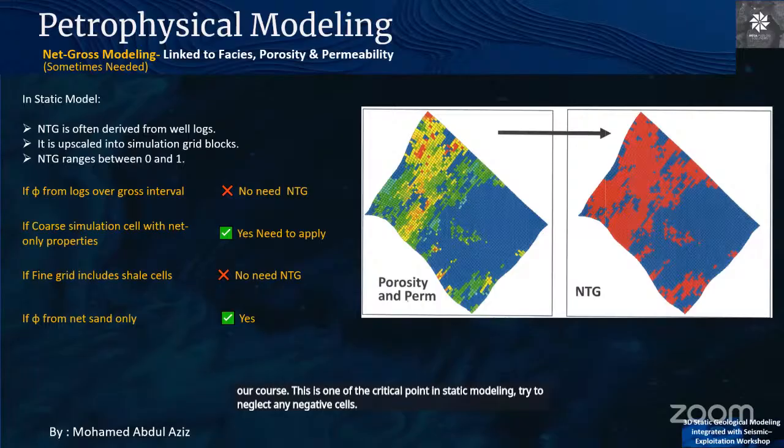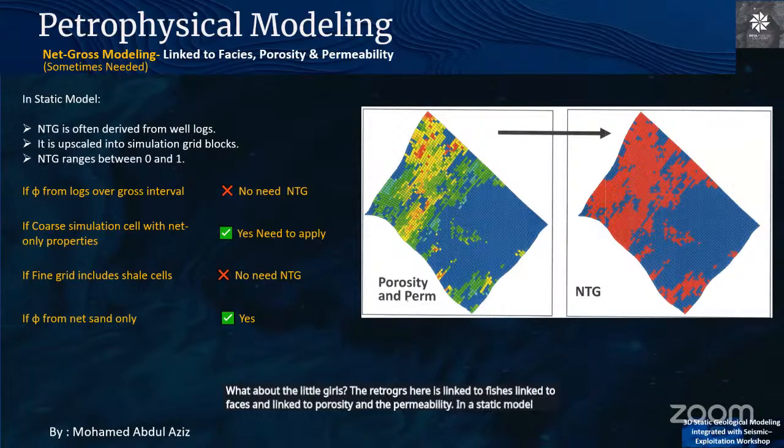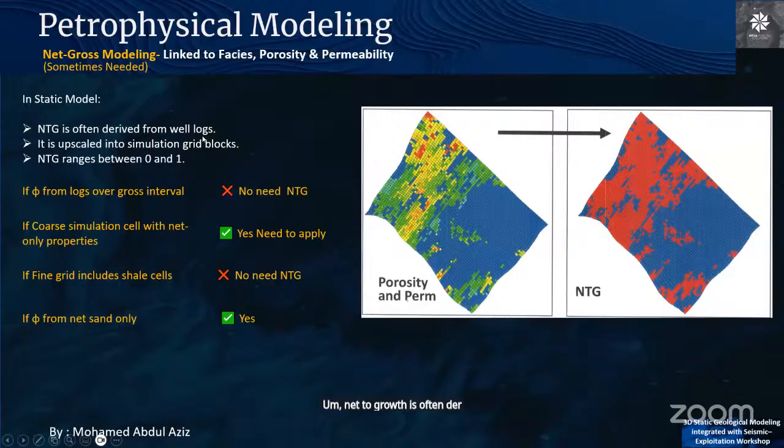What about the net gross? The net gross here is linked to facies, and linked to porosity and permeability. In a static model, net gross is often derived from well logs. It is then upscaled into simulation grid blocks. We can do it very easily. Net gross ranges from 0 to 1.